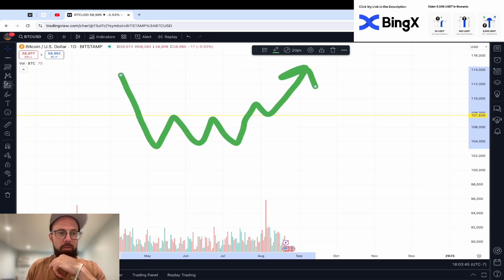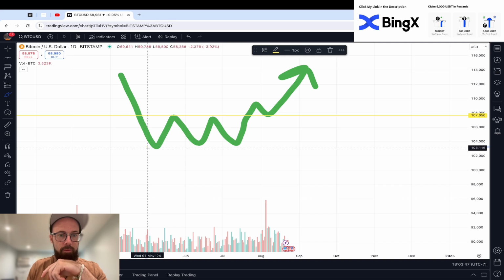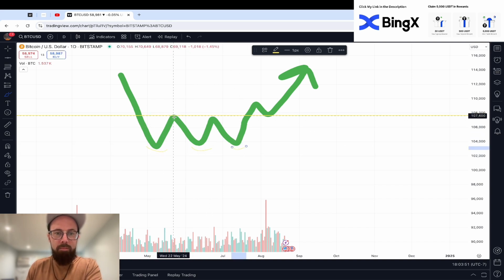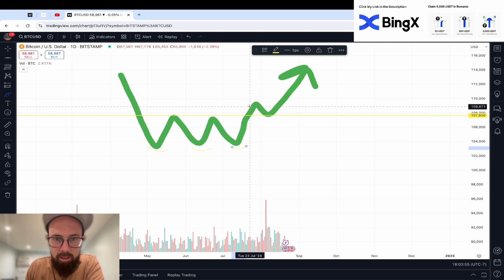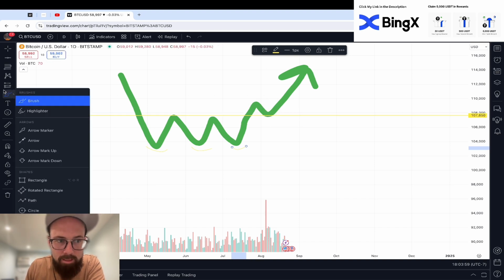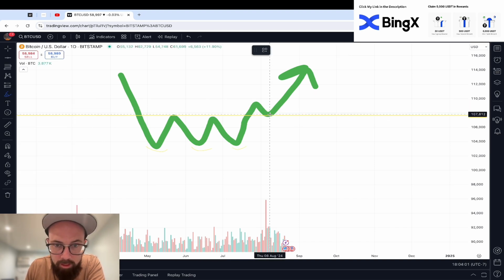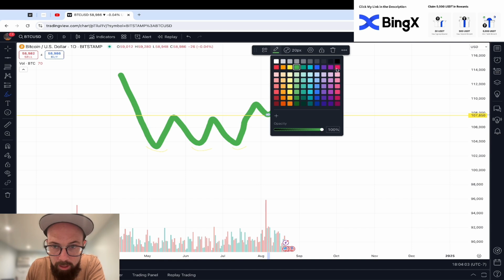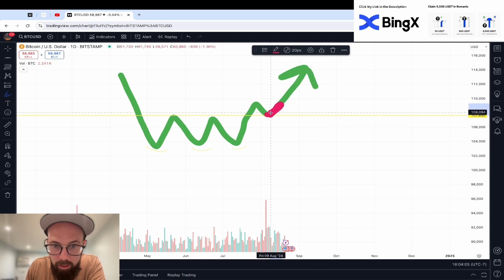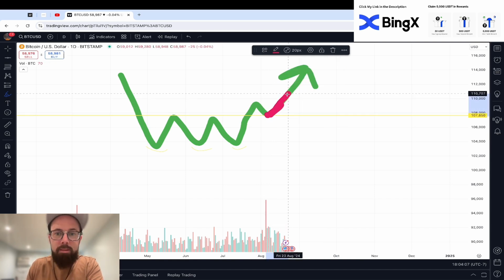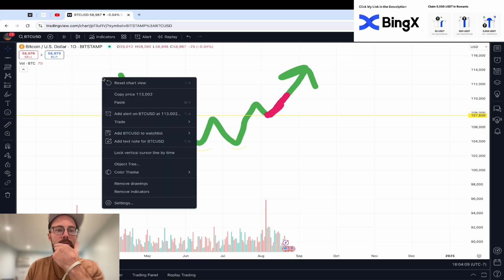And you have bottom, bottom, bottom all at the same level, comes up to the neckline at the same level, 107.6, and then a breakout right here, comes back for the retest, and you would enter right here. The retest and the bounce. That is a triple bottom.